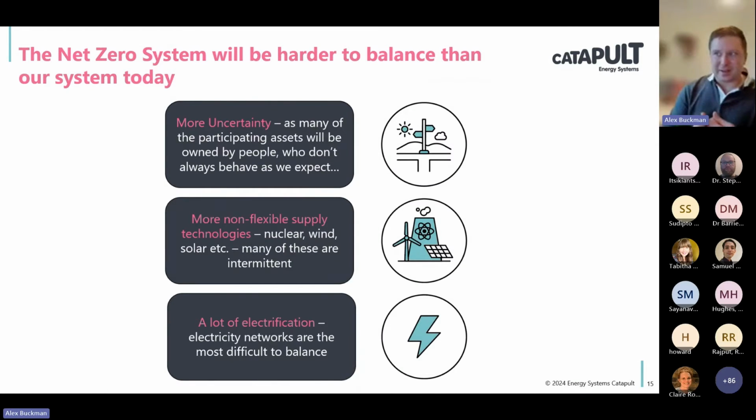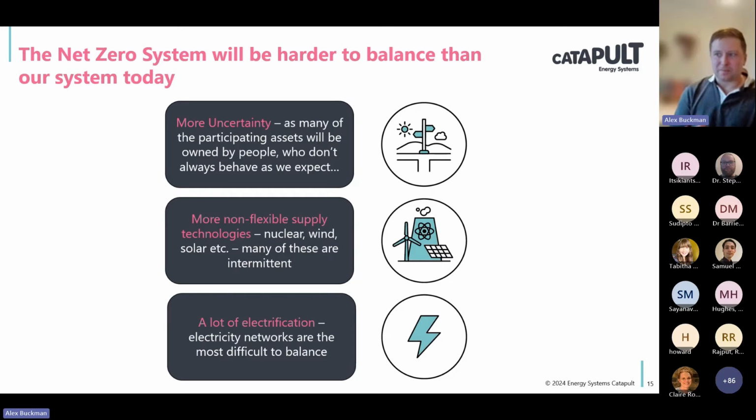Next up, we've got uncertainty. As we mentioned, many of those assets that we're talking about controlling on the demand side are going to be in people's homes and in people's businesses, and people don't always act as we expect or want. Therefore you've got increasing uncertainty in the amount of flexibility that you can provide. So understanding where that uncertainty comes from, which parts of the system it comes from, and what we can understand in more detail, is going to be really critical to delivering the reliability that we need from flexibility in the future.